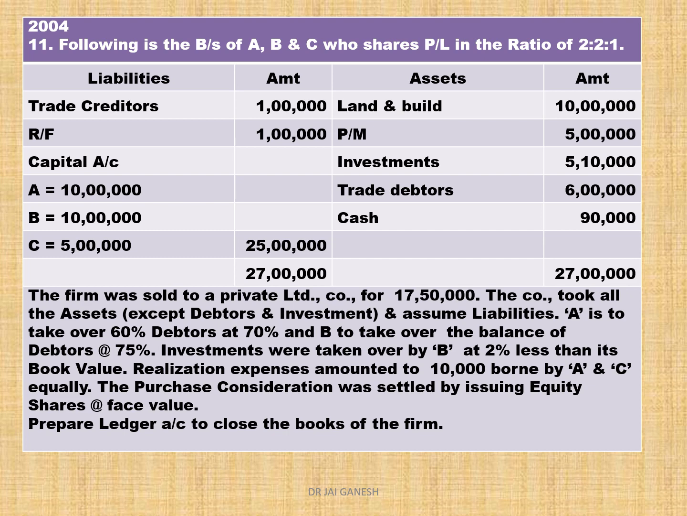Realization expenses amounted to 10,000, borne by A and C equally. That means 5,000 A pays, 5,000 C pays. The purchase consideration was settled by issue of equity shares of the face value. So the entire PC, 17,50,000, is paid by equity shares, wholly equity shares. No part cash, no part debentures. It is wholly in the form of shares. So let us look into the calculations.